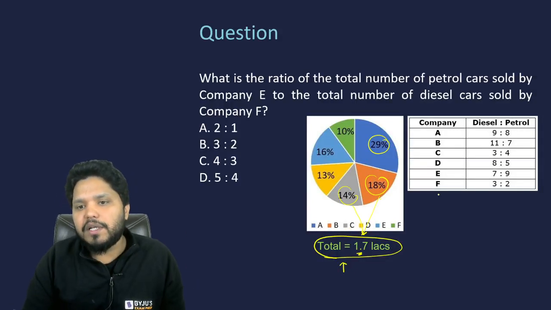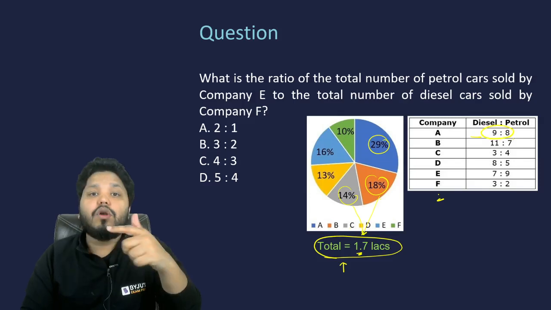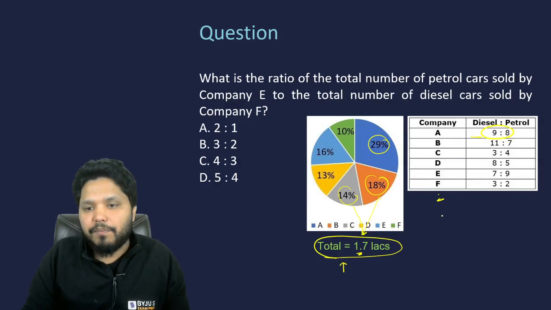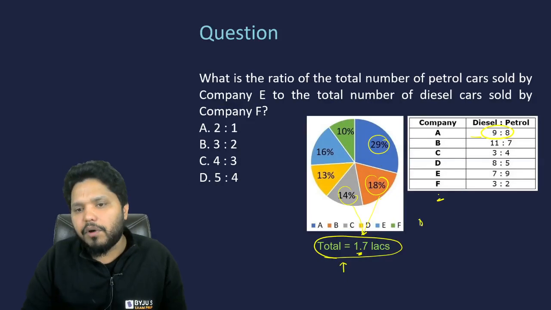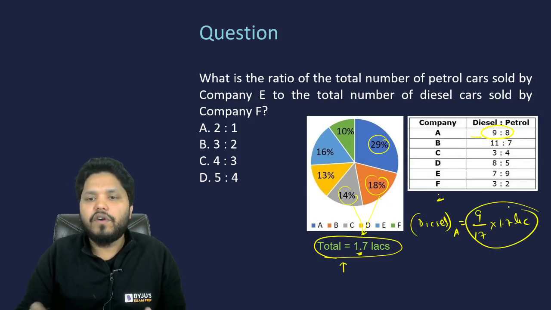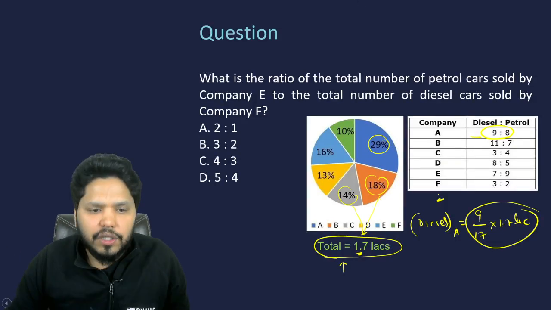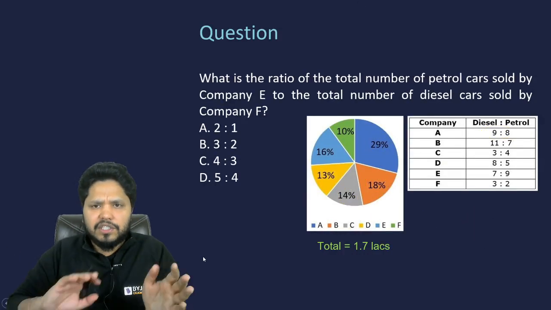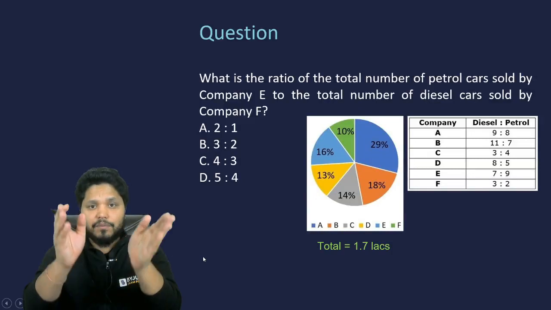This table is giving us the ratio of diesel to petrol cars sold by the different companies. For example, for A company, the number of diesel cars sold is 9 by 9 plus 8, which is 9 by 17 of 1.7 lakh. So that is something which is given in the question. The agenda is not to solve the question, but to understand something very important.